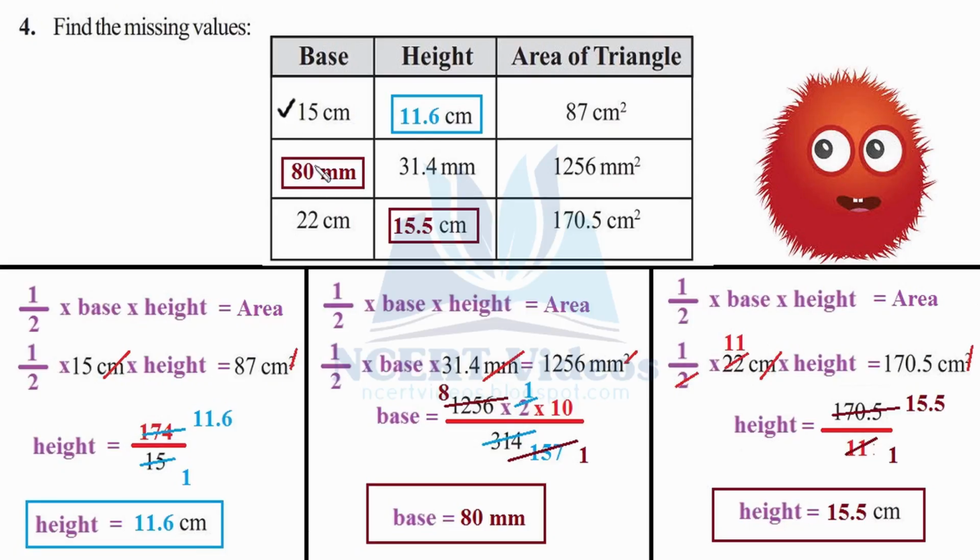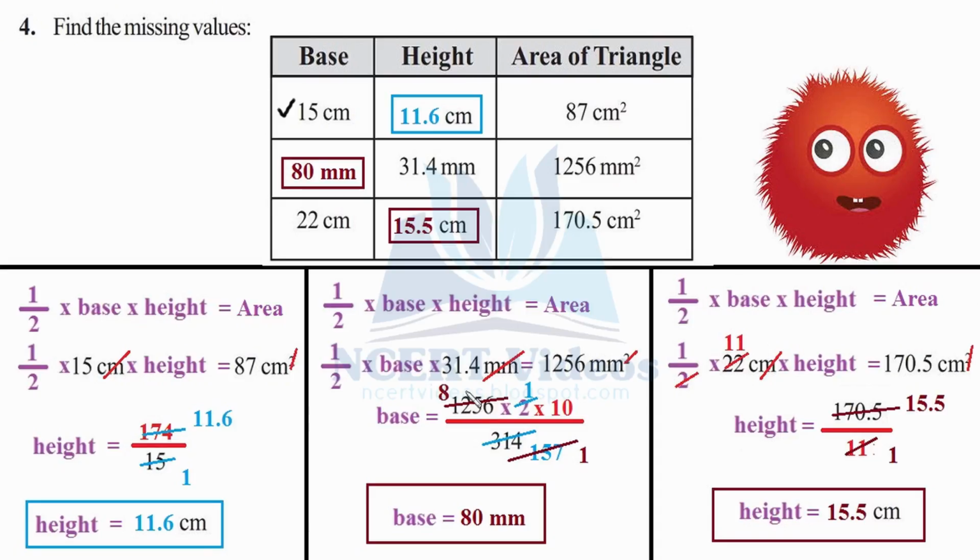That's your first. In this case, base is not given to you. Write the formula. Half into base into height equals area of triangle. You can write it here as area of triangle. Then half into base, which is not given, into height is 31.4 mm, that is millimeter, and area is 1256 millimeters square. 1 millimeter cancels, only left with 1 millimeter here, keeping this base on left hand side and moving all other digits towards right hand side.